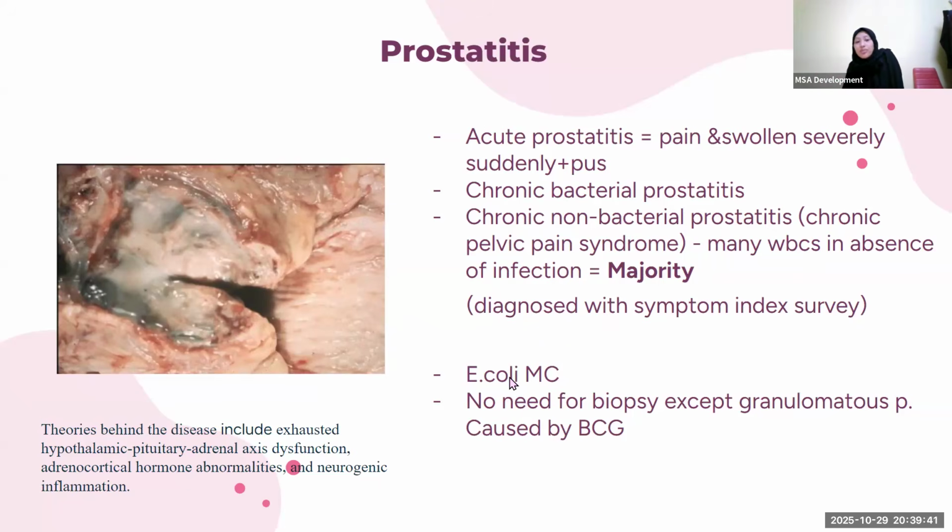And again, no need for biopsy of any kind because it's just an infection, or it could be due to inflammation in general, except granulomatous prostatitis, which is caused by BCG vaccine. BCG is the vaccine for tuberculosis, but sometimes it's used for treatment of prostate cancer because it's shown to have benefit. This is the only time where you need biopsy because you can see the granulomatous structures and you can know the cause immediately. These are non-specific, you don't need biopsy, they are just inflammation.